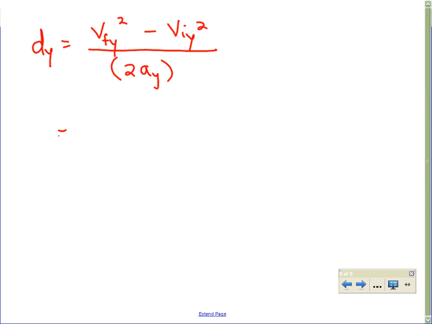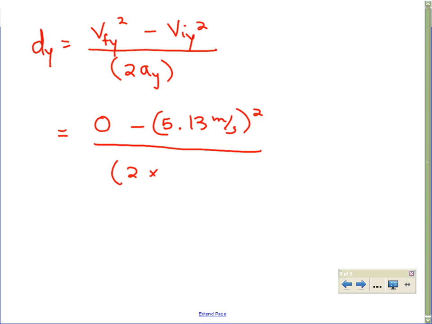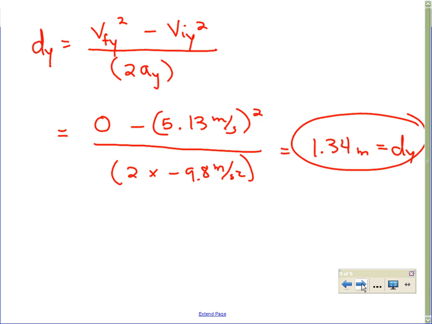So putting in our numbers, VFY is 0 minus 5.13 meters per second. Again, remember to square it, divided by 2 times negative 9.8 meters per second squared. If you do your math, we should get about 1.34 meters, which is our vertical distance, maximum height that the ball reaches.